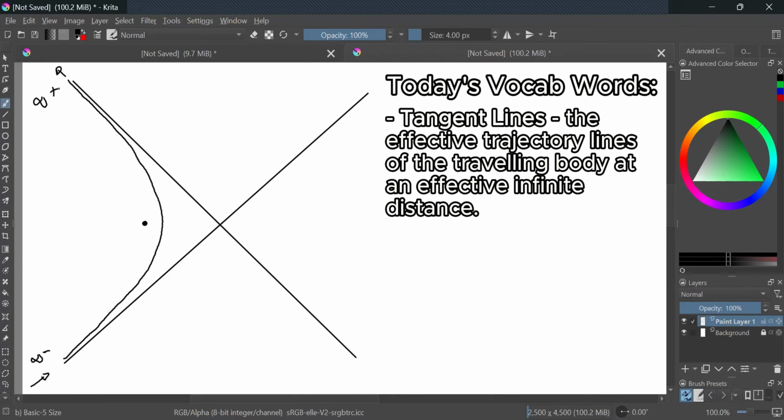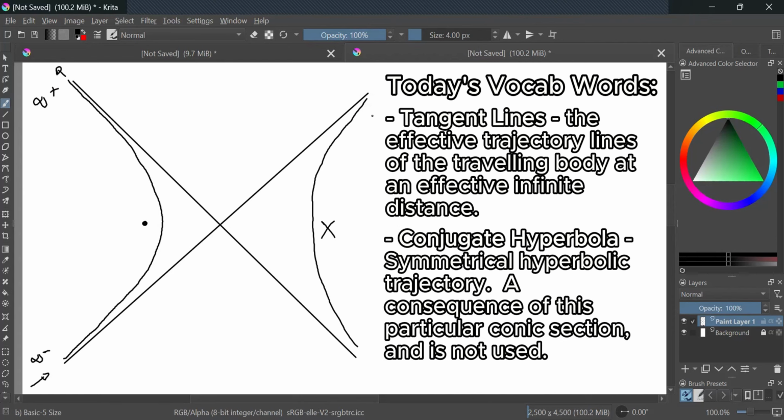Something worthy of note here, because this is a hyperbola. It is another conic section. If I had drawn it better, it would have hammered the point home, but it is symmetric. So on the other side of this X right here, there is another empty focus and a conjugate hyperbola.